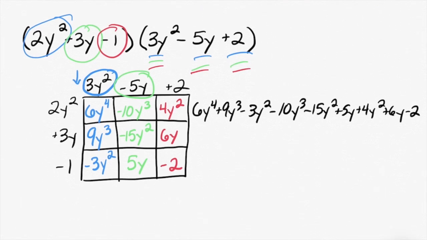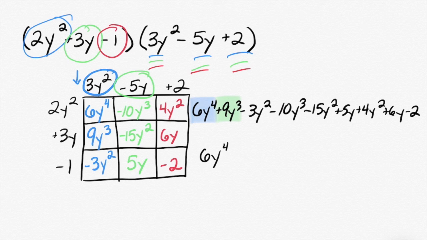So there should be 9 total terms in this answer because there were 9 boxes. The question is, is there anything I can combine? With a problem this big, a good way to keep organized is to start with the biggest exponent and work your way down. So the biggest exponent is y to the fourth. Is there anything else in this problem that is y to the fourth? No. So I'm going to just do 6y to the fourth. Okay? Now let's go y to the third, the next highest exponent, 9y to the third. Is there anything else in this problem that's y to the third? Yes, negative 10y to the third.